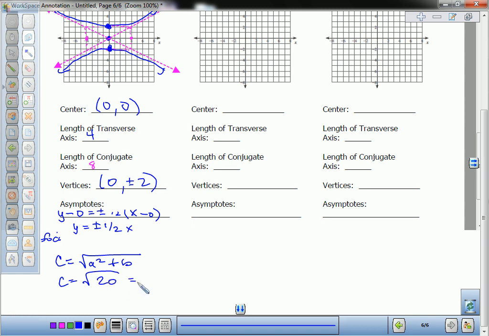20. Now, I won't count off if you leave it square root of 20, but those of you that plan to take the SAT need to know that square root of 20 is 2 roots of 5, right? They will not leave anything unsimplified on the SAT or the ACT.